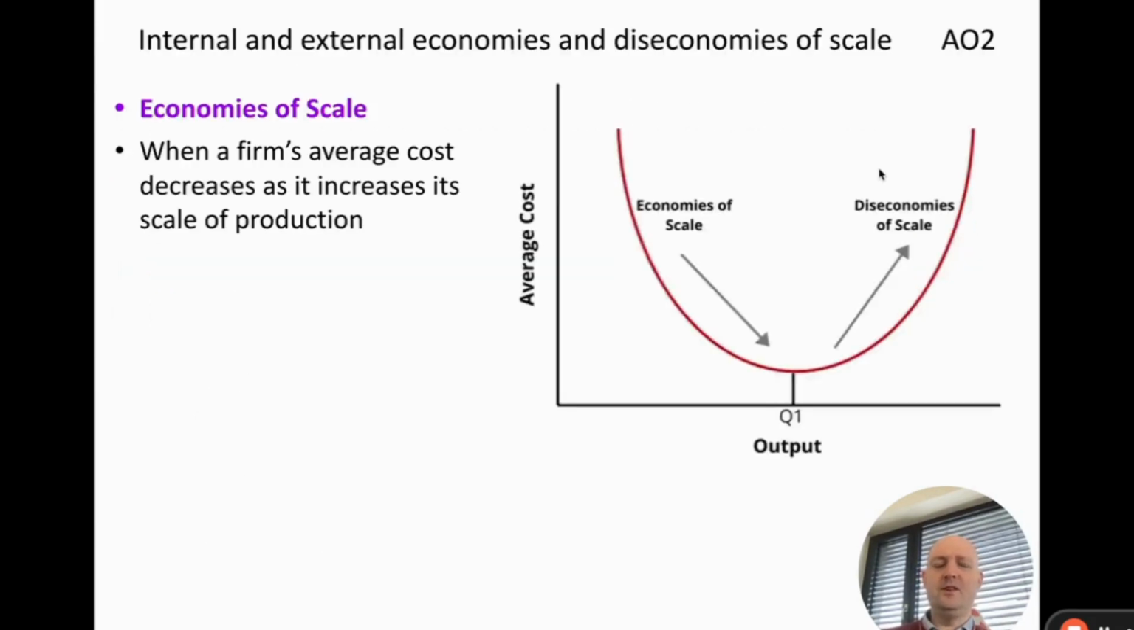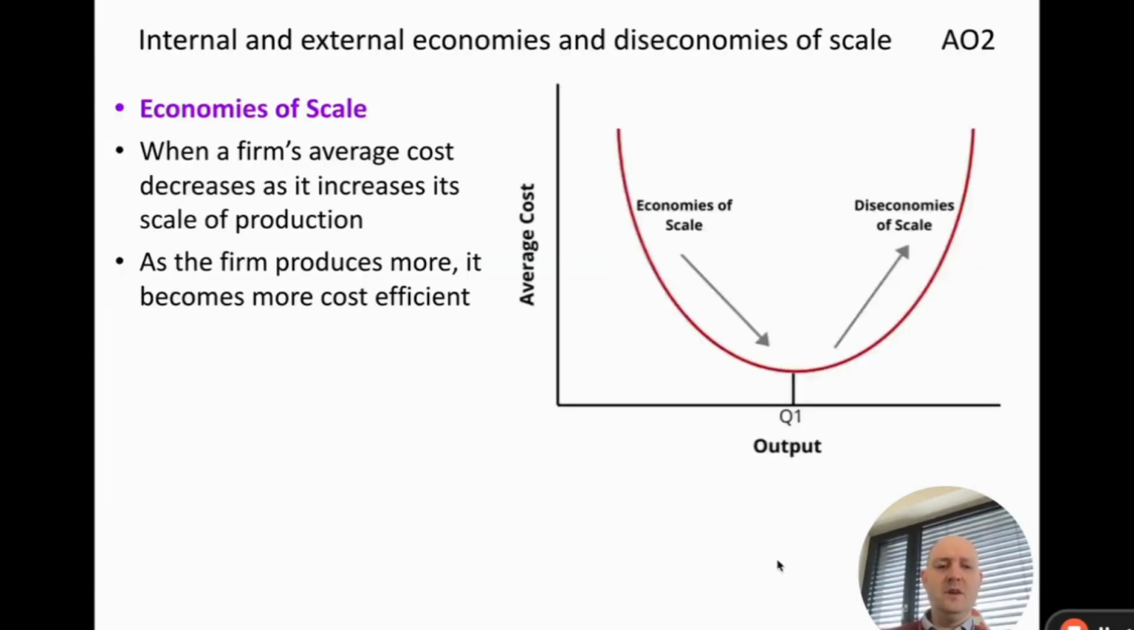So first thing we need to do is define economies of scale, and then we're going to look at where they come from. So economies of scale, here's our definition. It's when the firm's average cost decreases as it increases its scale of production. And you can see that on the diagram here.